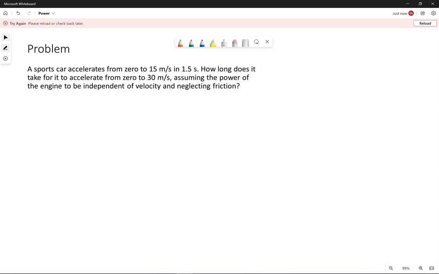Right, one more example of a problem involving power. We have a sports car accelerating from 0 to 15 meters per second in 1.5 seconds. How long does it take for the same car to accelerate from 0 to 30 meters per second, assuming the power of the engine to be independent of velocity and neglecting friction?